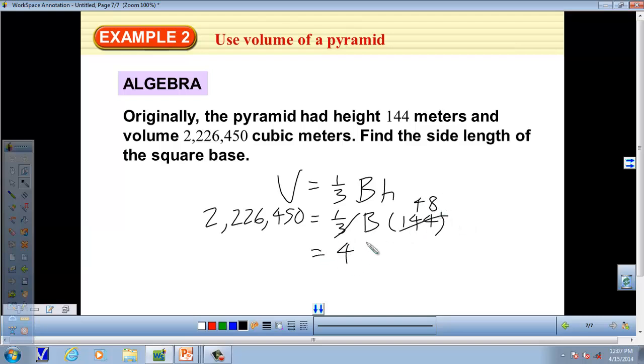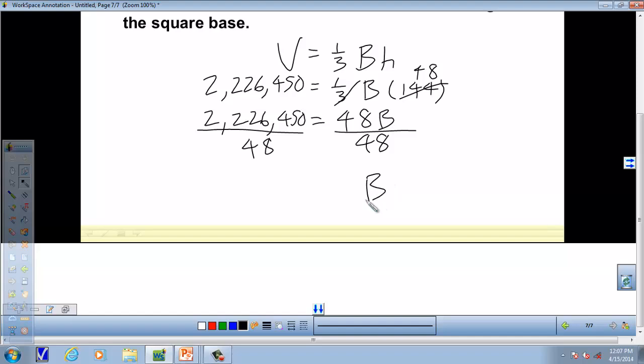So we're going to have 48b equals 2,226,450. We're going to divide both sides by 48. Hopefully this goes in evenly. So we get the area of the base, 2,226,450 divided by 48, and it goes in somewhat evenly. We get 46,384.375. That's the area of the base.